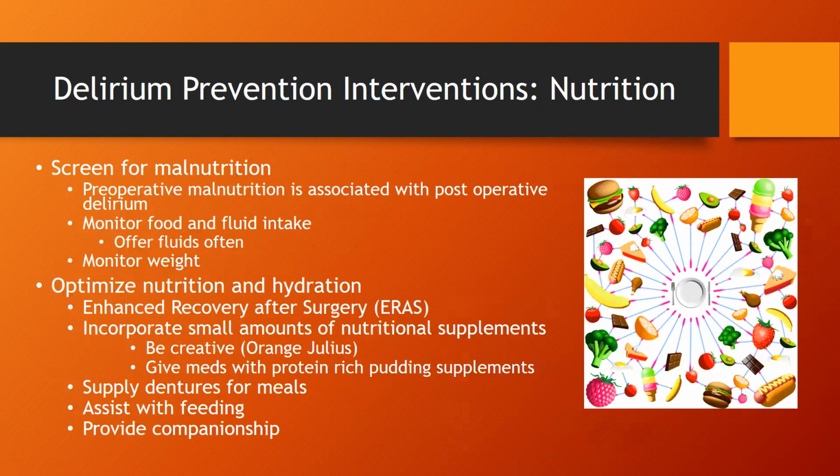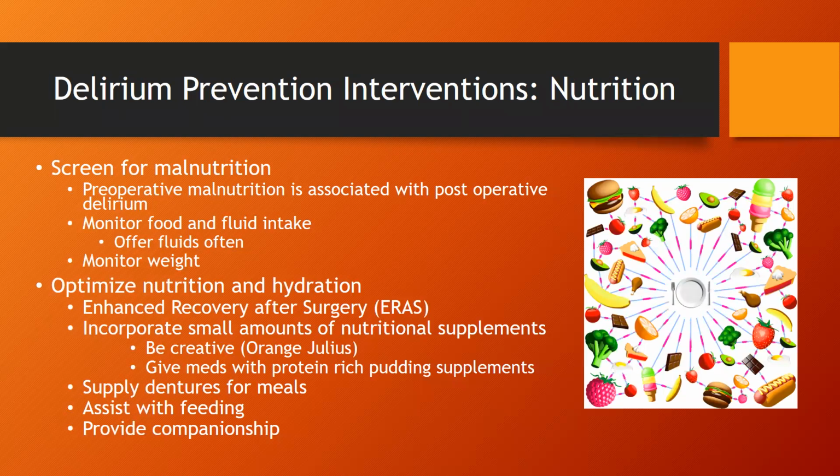So then looking at nutrition, so we can help prevent delirium by focusing on nutrition. Nutritional deficiencies have been shown to alter mentation. Restoring balance to these nutrients can potentially reduce the occurrence of delirium. So if you're not already doing it, you'd want to screen for malnutrition upon admission, monitor food and fluid intake, monitor weight, really enforce fluid intake, and then optimize nutrition and hydration. If you have enhanced recovery after surgery protocols, that's great. Incorporating small amounts of nutritional supplements at a time is very helpful because it's less overwhelming to an older adult.